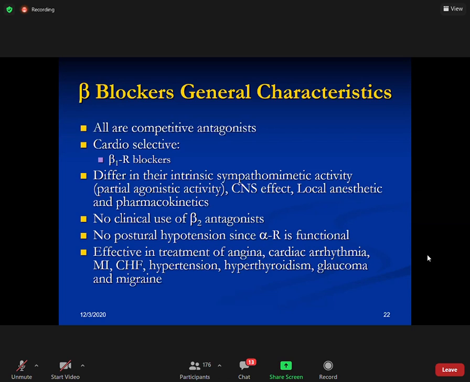Because alpha is already active, meaning you are blocking only what? The beta. Effective in treatment of anything related to the heart: angina, cardiac arrhythmia, MI, congestive heart failure. And I put for you hypertension, they are not the first line. Hyperthyroidism, I will explain why they use it. Glaucoma, but they prefer cholinergic agonists. And migraine, they will sometimes use these medications, the beta blockers.